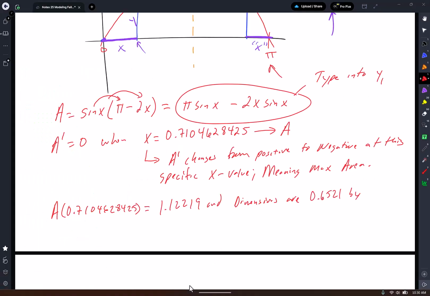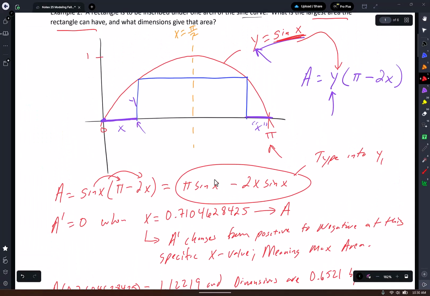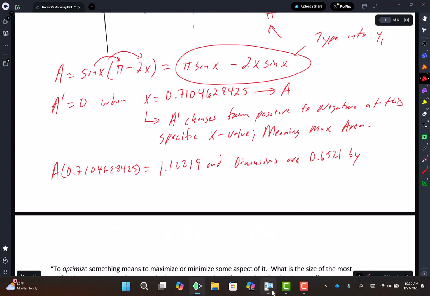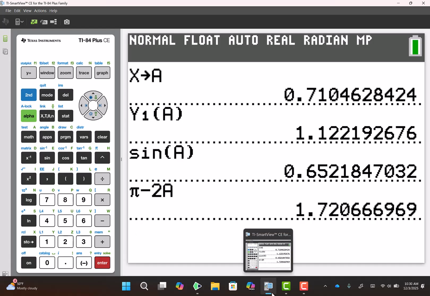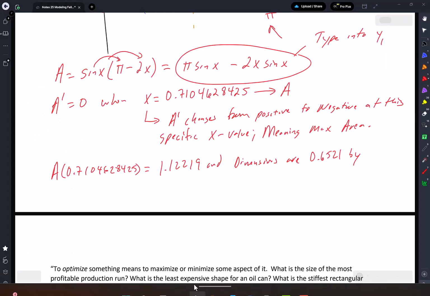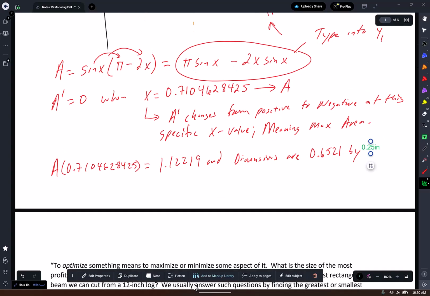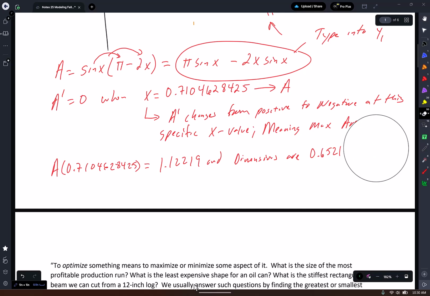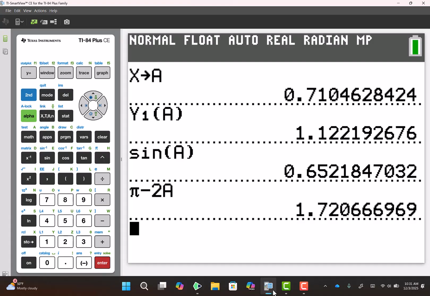0.6521 by, and let's see the other one. What was the other? What was my pi minus 2x? Pi minus 2a. Pi minus 2a, A. 1.72066. Have we got that from the formula? Yep. Oh man, nice area. By 1.72066.